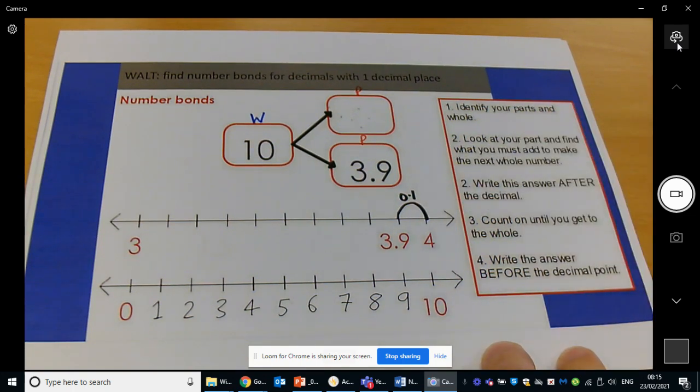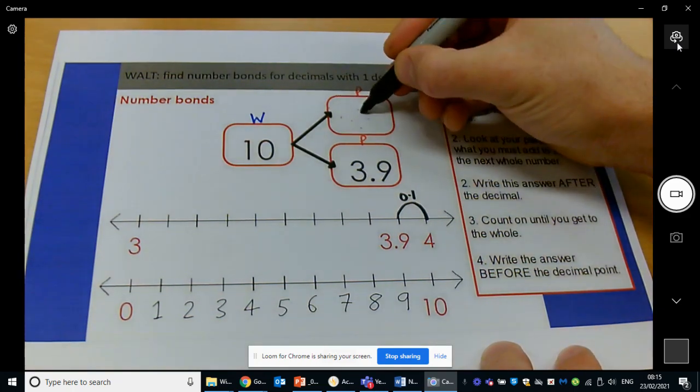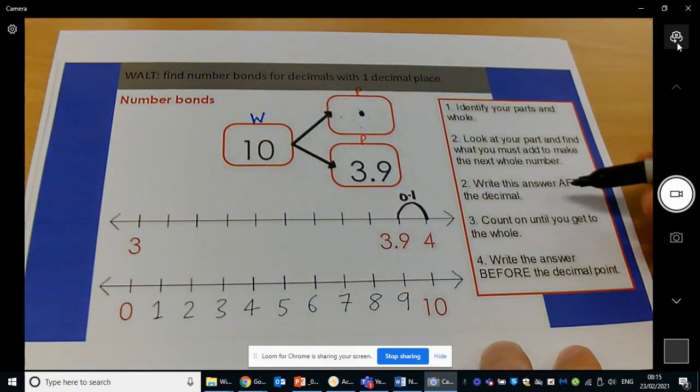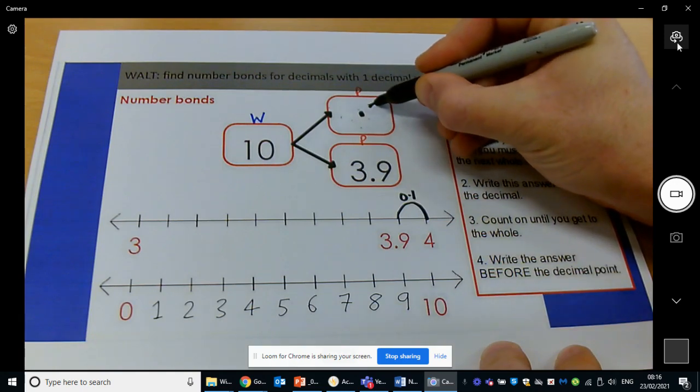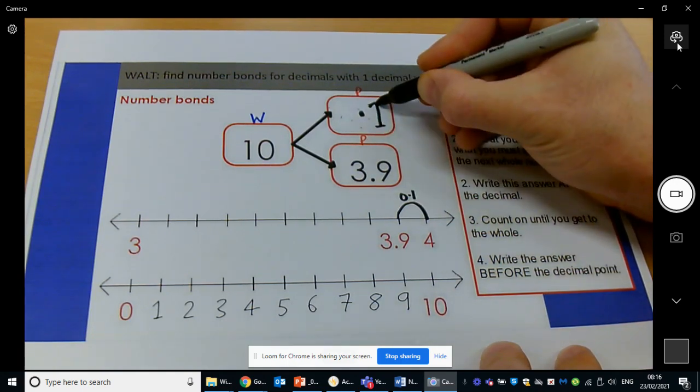Where do I put that 0.1 then? Look at the third step. Where do I write it? So you can see that I write this after the decimal. So I nearly put that. 0.1.